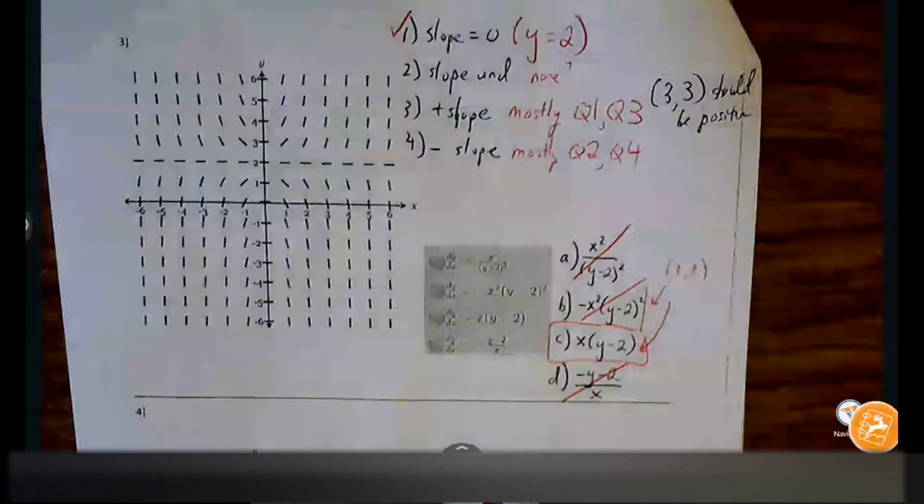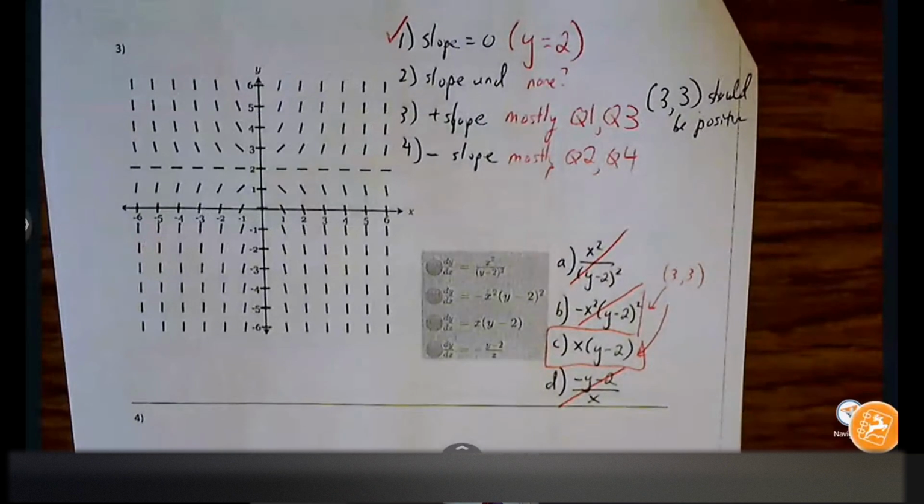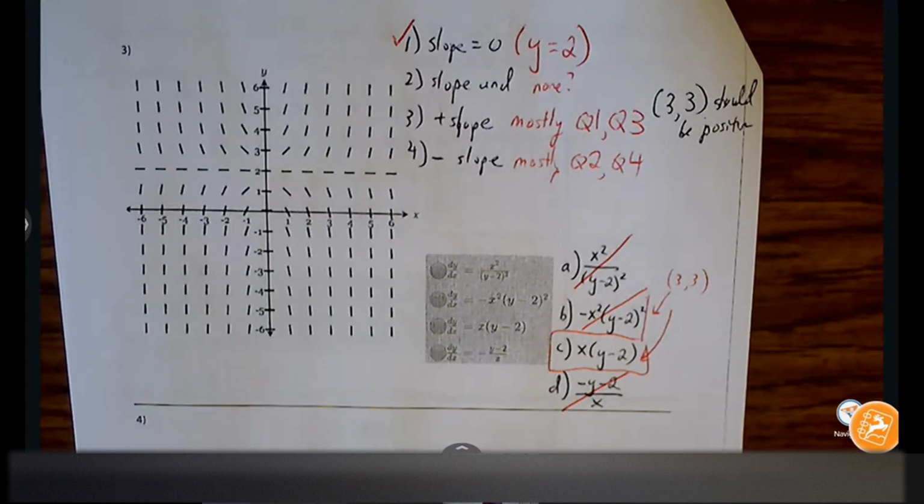I can eliminate B just by testing 1. But just be aware that sometimes not every ordered pair that you test may get a different result. So you may have to jump around and look at different quadrants and test them. Okay, any questions? Okay, one last one, number 4.